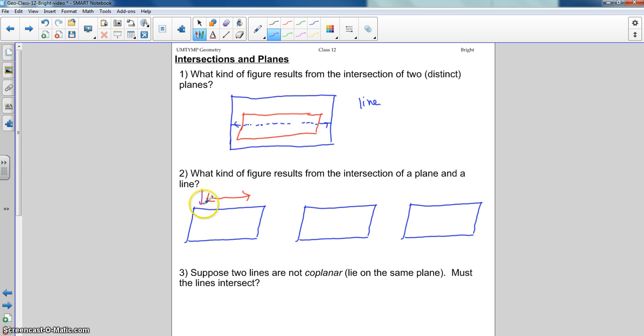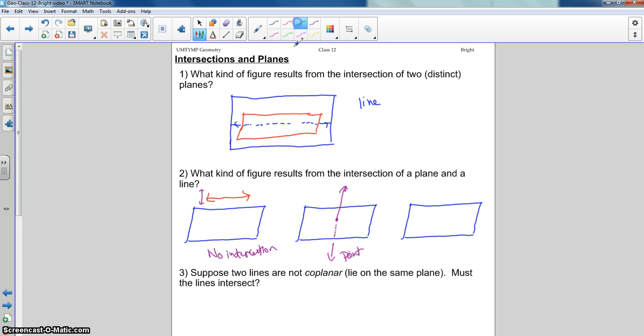So in this case, we would say that the line is skew. So this is no intersection. And then in this next case, what if it hits in exactly one place? Kind of like I showed in this case as well. If I take a line and it hits the plane and goes through, it would look something like this. So this would just be a point.